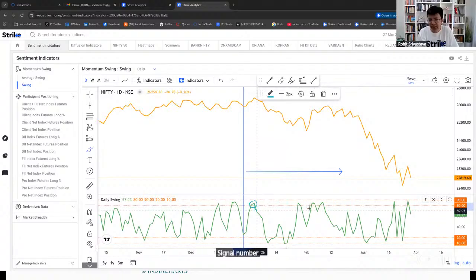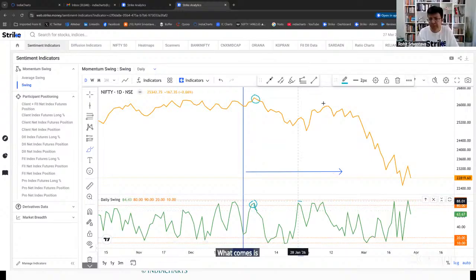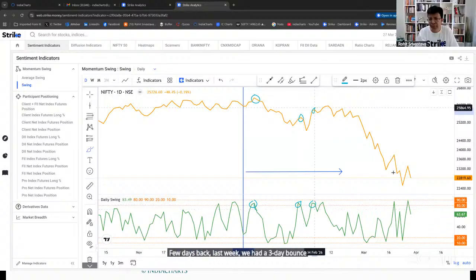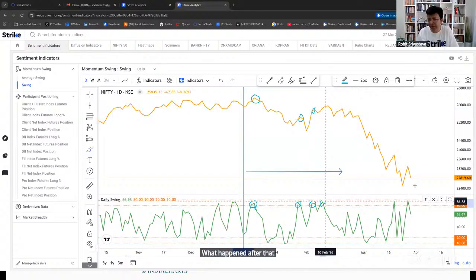Signal number three, right after the trade deal, you didn't get much of a fall. Well, if every time you're going to get a crash, then that would be magic. But what counts is consistency. You have to consistently repeat and rinse. Few days back, last week, we had a 3-day bounce in the market. The swing went to 87. What happened after that? In fact, that following Monday itself, it gave up, right? And then just this week on Thursday, we were reading at 88.